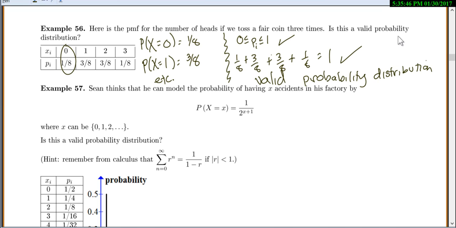Let's look at another one. Sean thinks that he can model the probability of having X accidents in his factory by this formula. The probability that X equals a specific value is 1 over 2 to the power of X plus 1. And X can be 0, 1, 2, all the way up to possibly infinity. We want to know, is this a valid probability distribution?